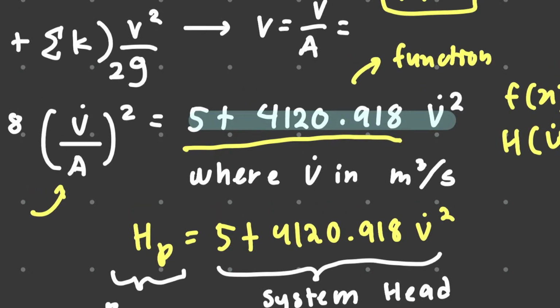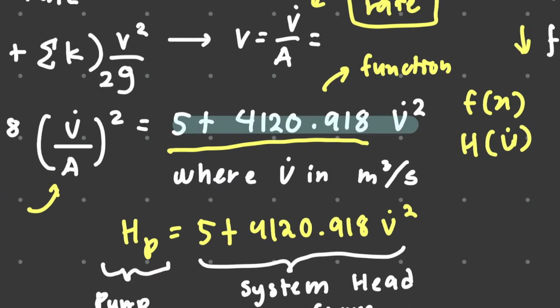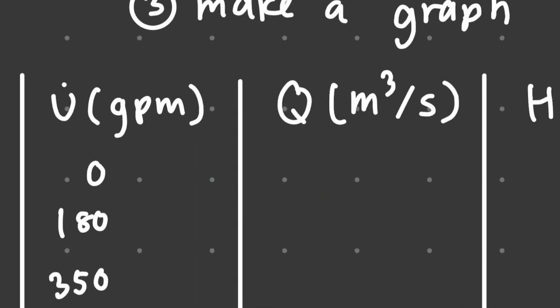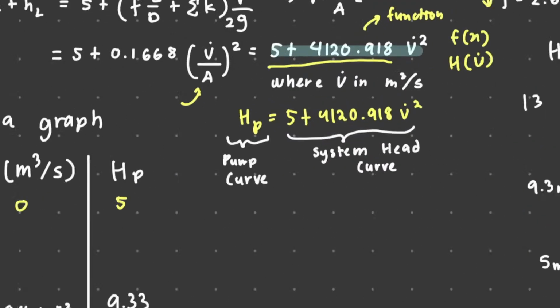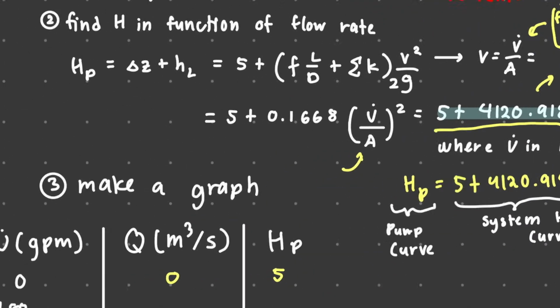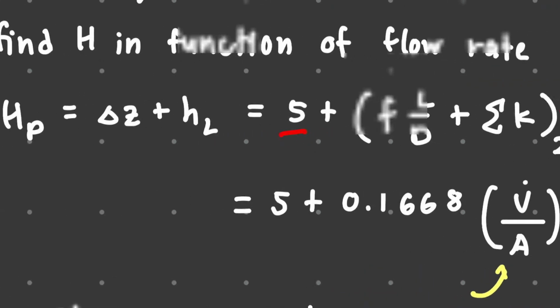So as you can see, it is actually a quadratic equation. So what happens if the flow rate equals 0? So this will equal 0. And then if the flow rate equals 0, this will equal 0. H will equal 5. Why? Because over here already has 5. If this is 0, only this remains. So horsepower required is 5.